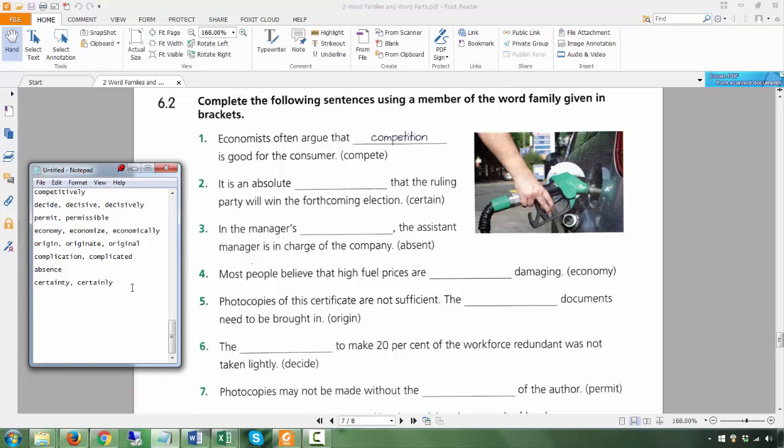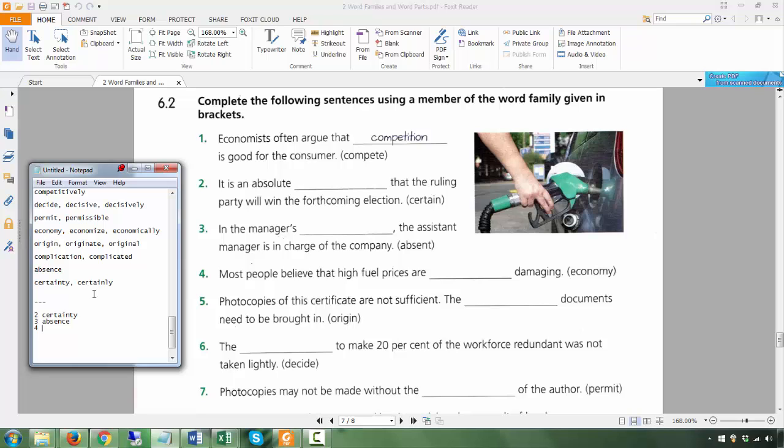So certain. So number 2 will be certain as a noun, certainty, right? It is an absolute certainty. In the manager's, apostrophe as a possessive, that means it's going to be a noun. For example, my pen, his house, okay, that belongs to somebody, is going to be a noun. So the noun of absent is absence, the noun version.